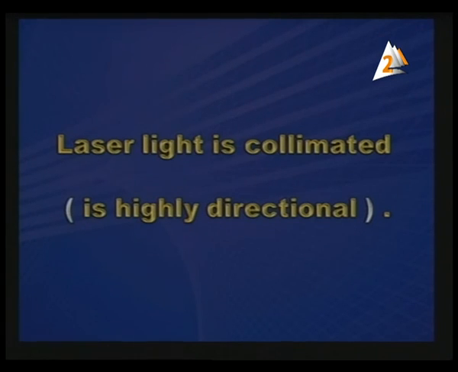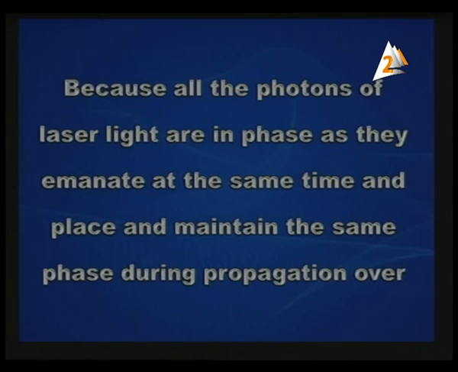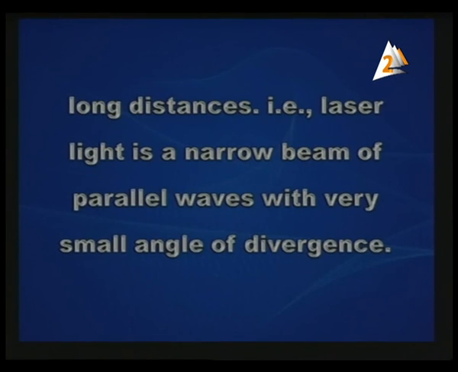Give reason: laser light is collimated. It is highly directional. Because all the photons of laser light are in phase, and they emanate at the same time and place and maintain the same phase during propagation over long distances. That is to say, laser light is a narrow beam of parallel waves with very small angle of divergence.